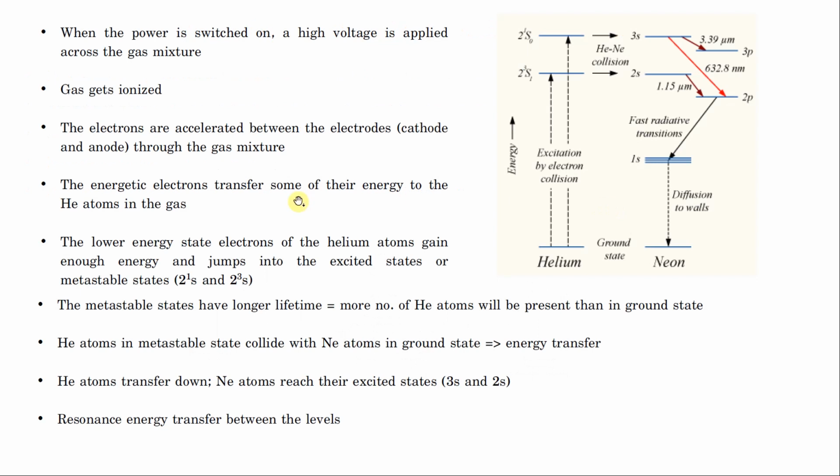Now these electrons transfer some of their energy to the helium atoms in the gas. So how is the excitation actually going to start? From the energetic electrons produced due to the discharge, the helium atoms will get energy. They absorb that energy from those electrons.